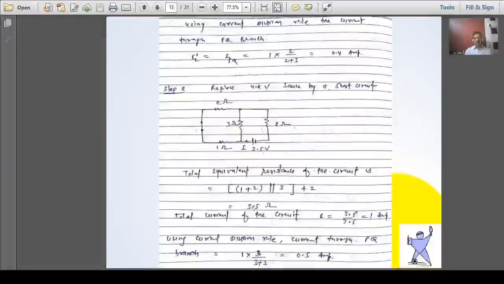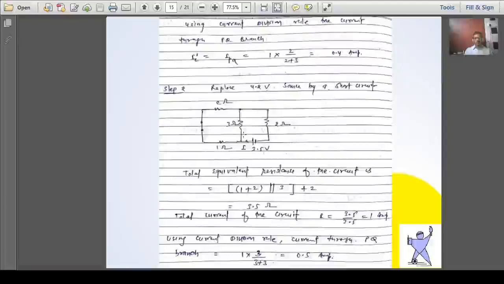So we can calculate the total current supplied by the circuit: I is equal to voltage 3.5 divided by resistance 3.5, so 1 ampere current will be supplied by this battery in this direction. Now in order to calculate this current, we have to apply the current division rule. The current through this 3 ohm branch is equal to 1 into 3 upon 3 plus 3, because two branches are in parallel, 3 ohms and 3 ohms. So it will give you 0.5 ampere, which is the current flowing into the 3 ohm branch.